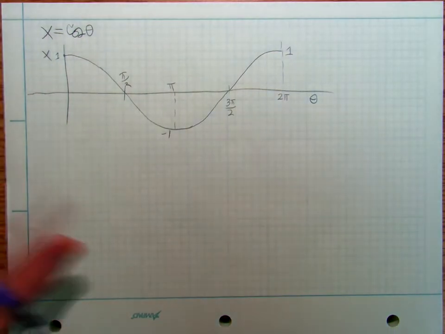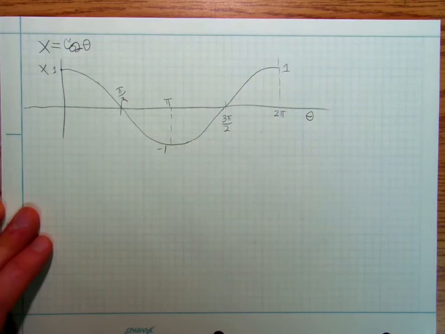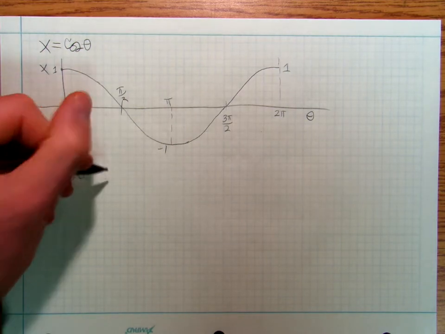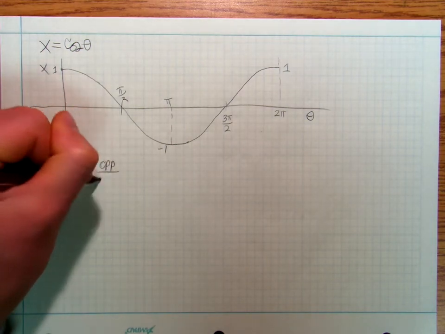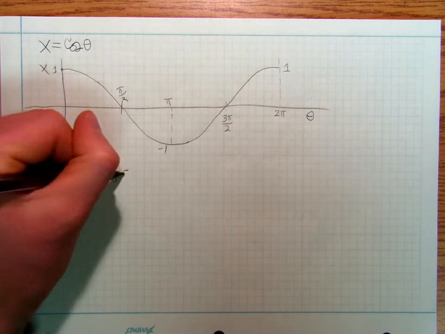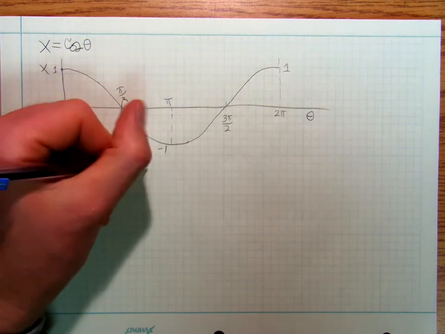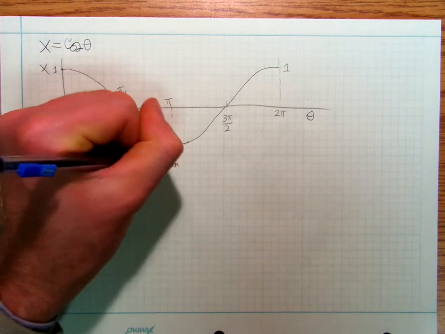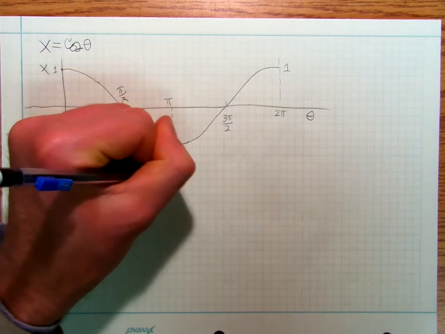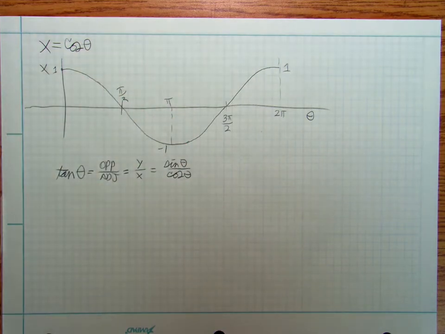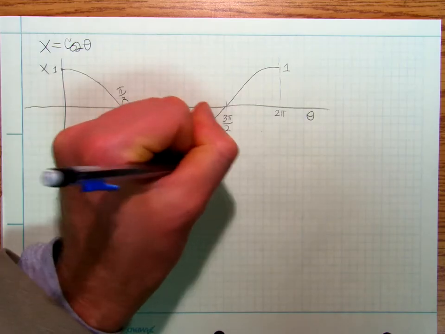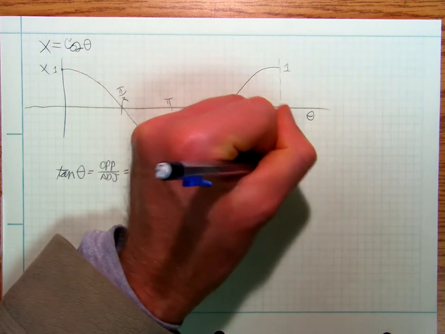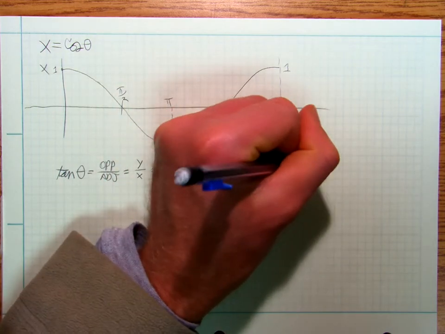So then tangent has a lot of different things. Tangent theta is opposite over adjacent, or you could think of it as y over x, or you could think of it as sine theta over cosine theta, or you can think of it as the slope of the hypotenuse.